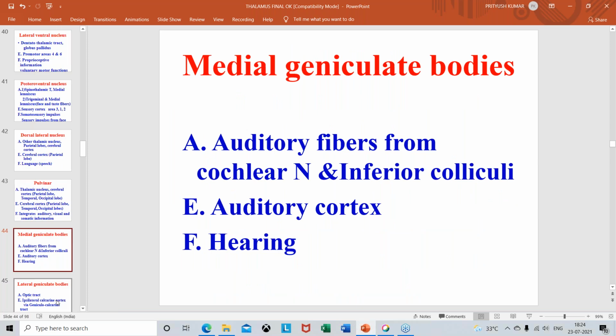The next is the medial geniculate body. Afferents come from the auditory fibers from the cochlear nucleus and inferior colliculi. Efferents go to the auditory cortex, and they are concerned with hearing.